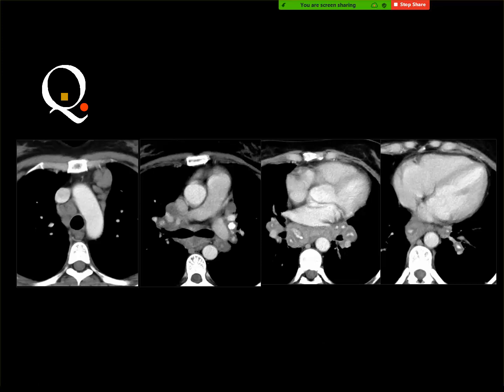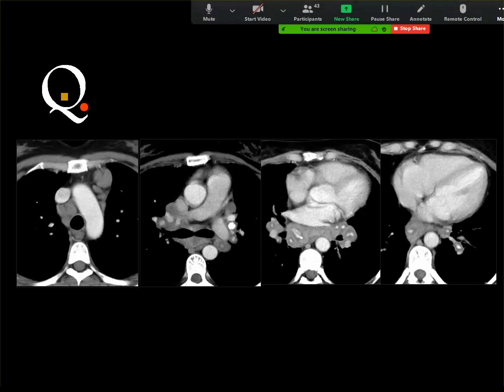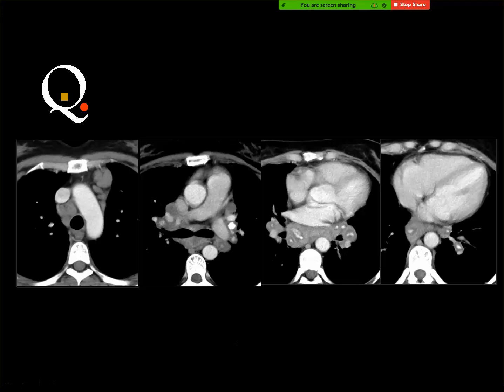Thromboembolism. Vasculitis. Lymphoma. Calcified lymph nodes.